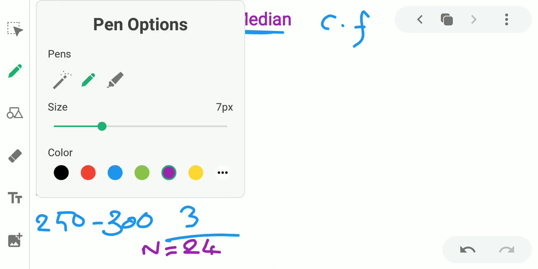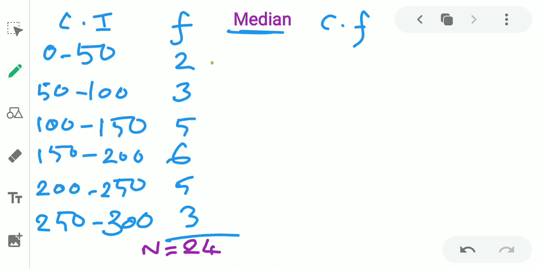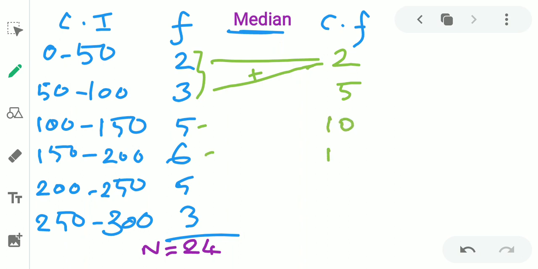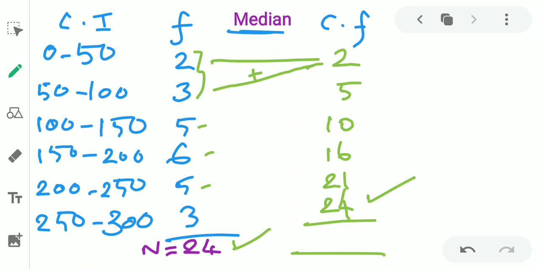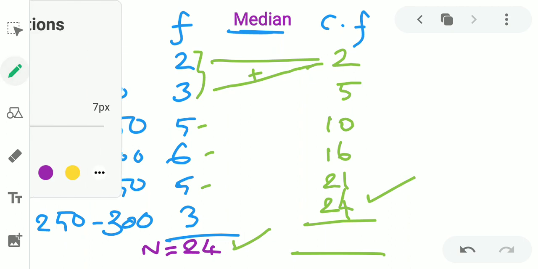So now what are we going to write? We are going to find out the CF. So write down the first number 2, and the sum of first number and second number we can do, or we can cross add, addition 5, and then 5 plus 5 is 10, 6 plus 10 is 16, 5 plus 16 is 21, 21 plus 3 is 24. I already told you the last value of the number is equal to the total number of frequency.